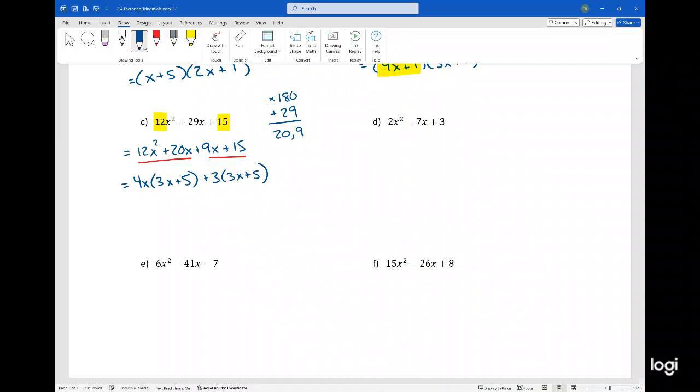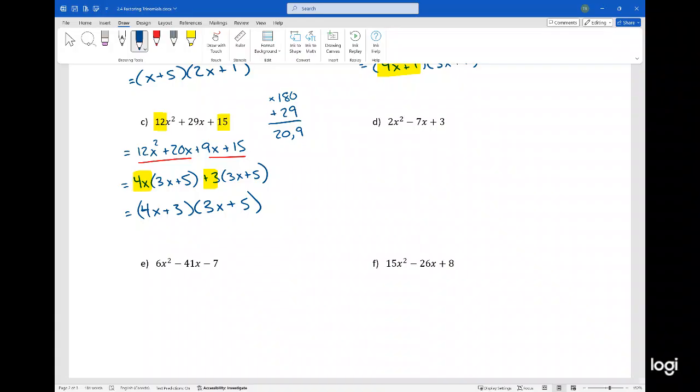And if you don't get two identical brackets, you know you've made a mistake, because that's the whole point of decomposition. And now I have 4x of that bracket plus 3 of that bracket is 4x plus 3 of that bracket. And you can expand that out and double check to see that it works, but it will.